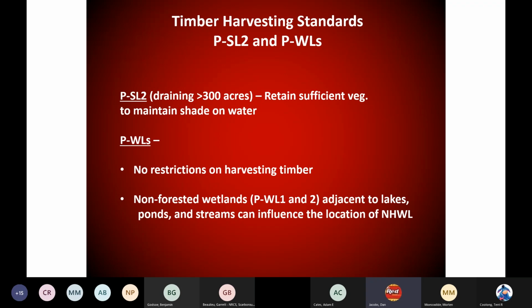Again, the PSL2 is a 75-foot zone, starting at the normal high water line. PWLs, there's no restrictions on harvesting within PWLs. But keep in mind, when a PWL 1 or 2 is adjacent to another water body, like a lake or a stream, it pushes the normal high water line out to the upland edge of the wetland. So it does affect where a PGP or PSL can begin by pushing out the normal high water line.